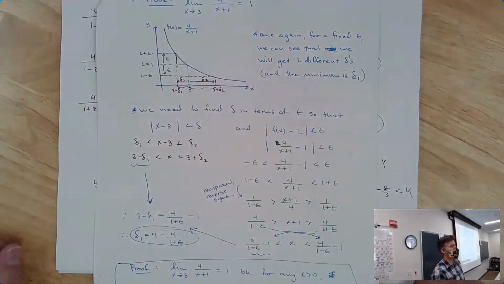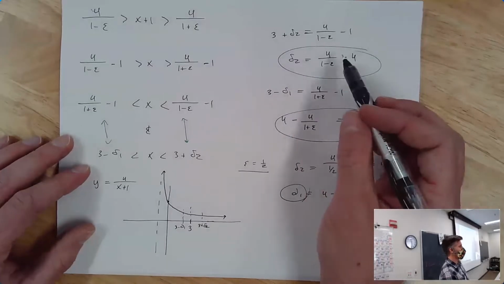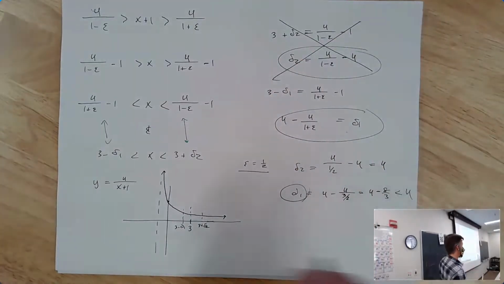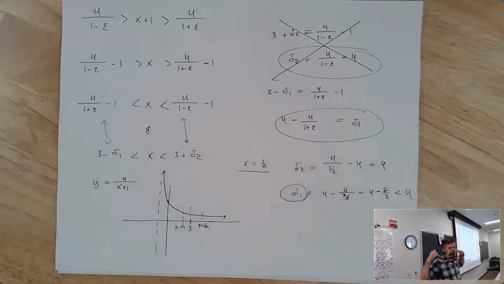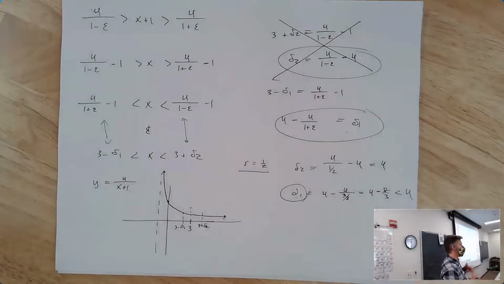So we could have not done the work of dealing with delta 2 because we already knew it was going to be delta 1. That's what I'm trying to say. So if you can think about what the graph looks like with relative ease, you don't have to look at both of these. Just be like, oh yeah, I know it's the one to the left, and then just solve what that's going to be.